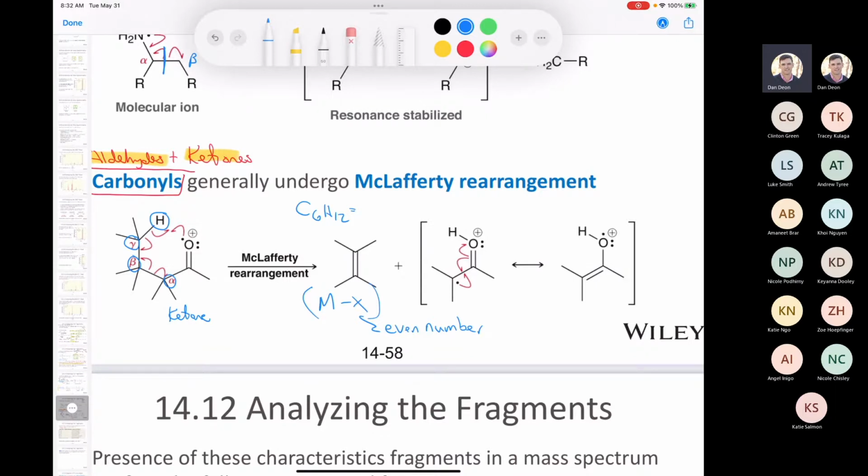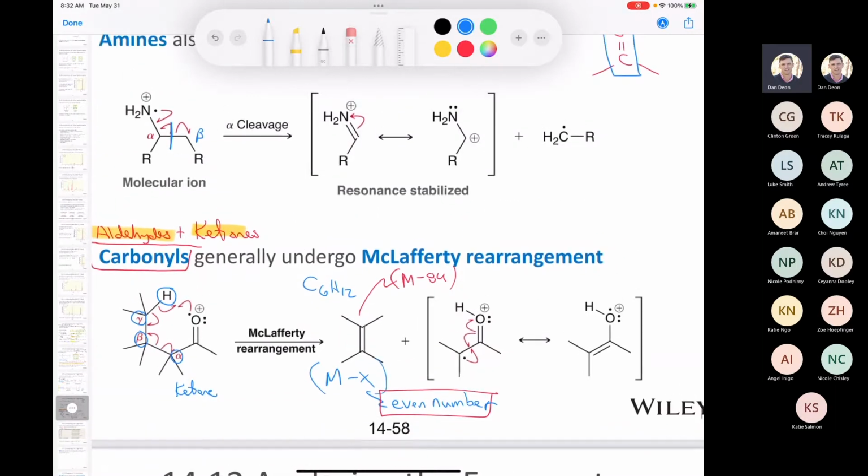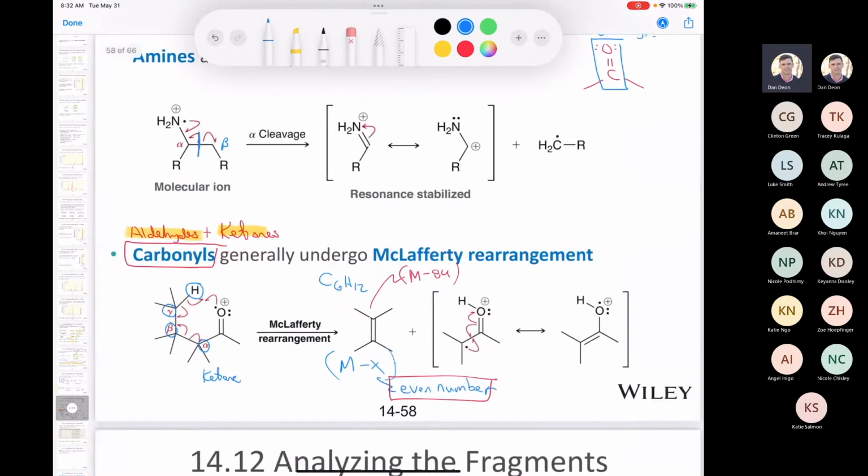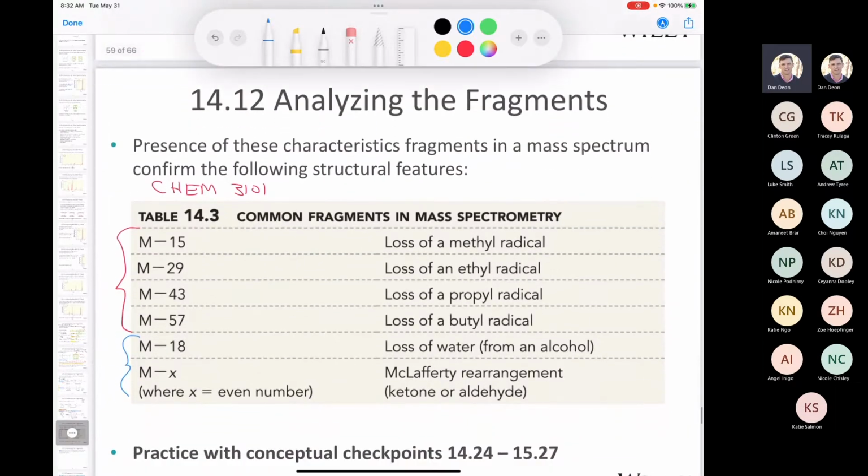So if you were to lose this fragment, then you have an M minus 84, just in this particular instance. You're not always going to lose 84. It's just that it's got to be an even number. And the only other time that we see an even number being lost is when we lose water. So there's everything you need to know about fragmentation.